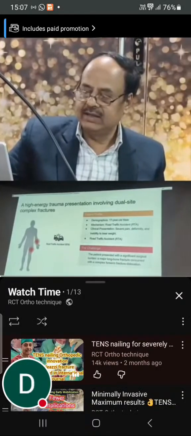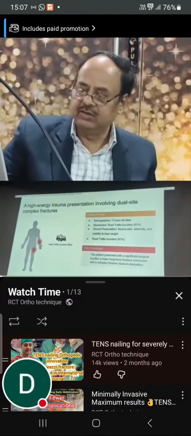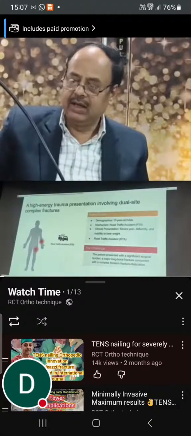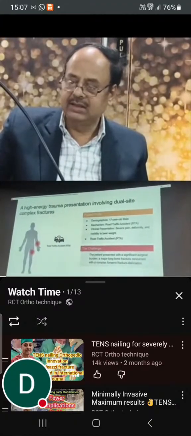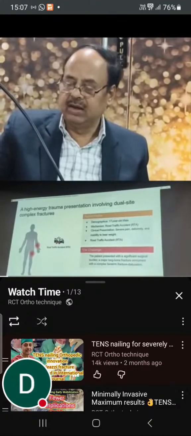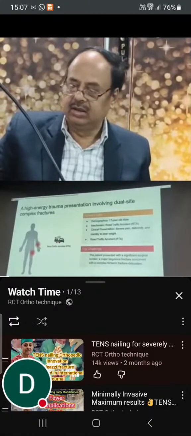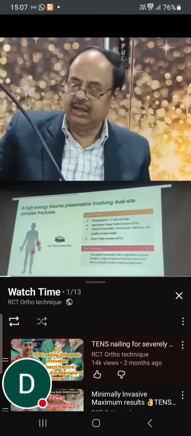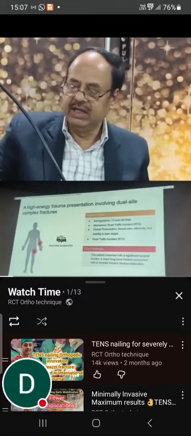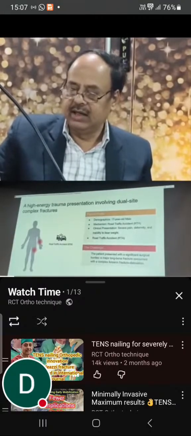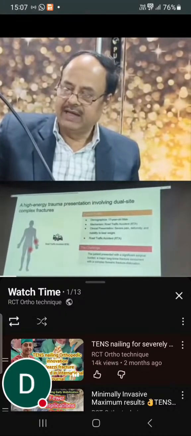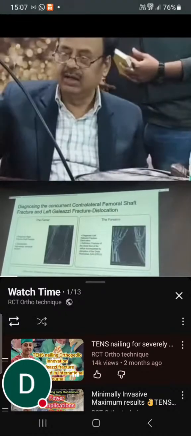A 17-year-old man. Road traffic accident was the mechanism of injury. Clinical presentation: severe pain, deformity, and inability to bear weight on the right side, whereas on the left side he had a Galeazzi fracture. The challenge was that the patient presented with a significant surgical burden: a major long bone fracture concurrent with a complex forearm fracture and dislocation, which we call the Galeazzi fracture dislocation.